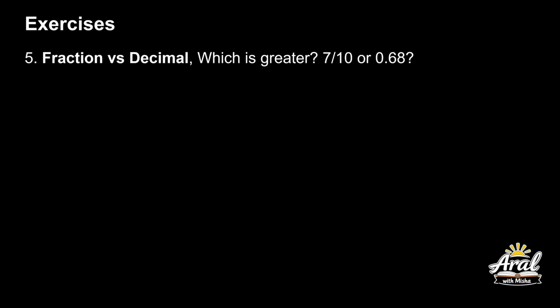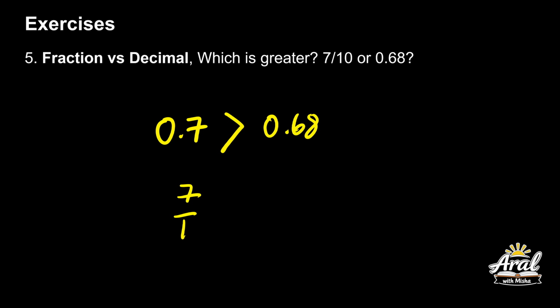Okay, fraction versus decimal, which one is bigger? So, mas maganda, gawin na lang natin decimal, 7 out of 10, 7 divided by 10, that's actually 0.7 versus 0.68. So, this one is bigger, so 7 over 10 is actually greater than 0.68. So, this is your answer. Alright?